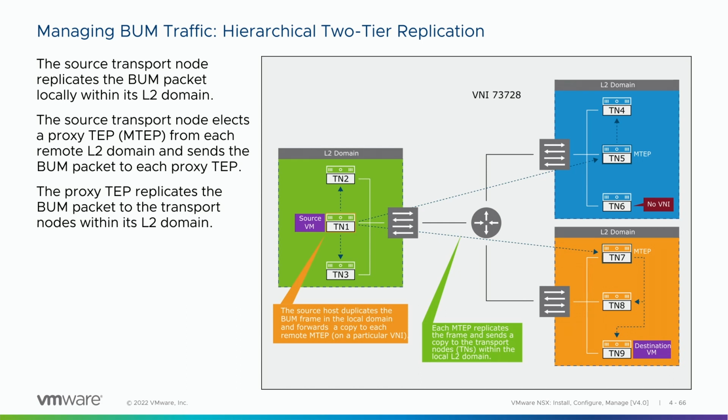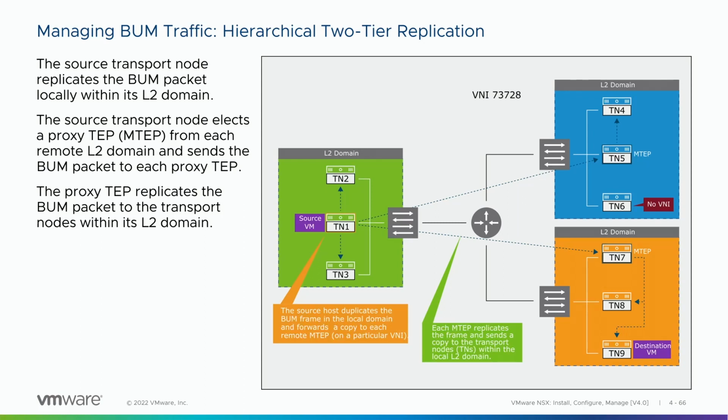Transport node 1 will simply create a copy of the broadcast frame and send it to transport node 2 and send a copy to transport node 3 so that everybody in the green layer 2 domain gets a copy of this frame to be broadcast. Now, when we received the tunnel endpoint table, we identified the transport nodes in the blue subnet, and we identified the transport nodes in the orange subnet. And in each of those groups, transport node 1 chose a proxy tunnel endpoint, or an MTEP, to be used in cases exactly like this.